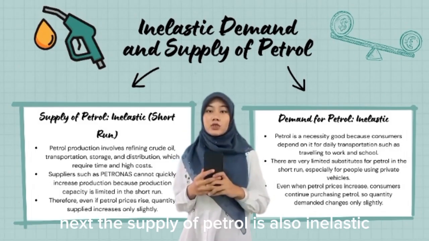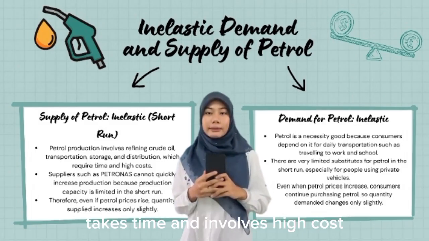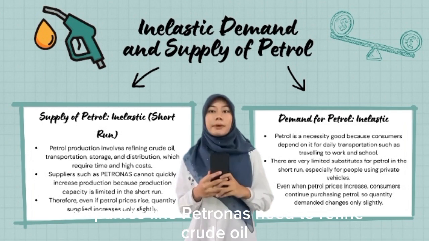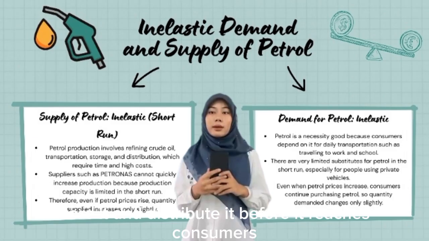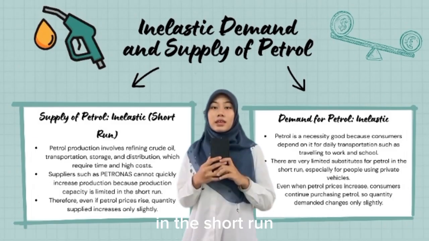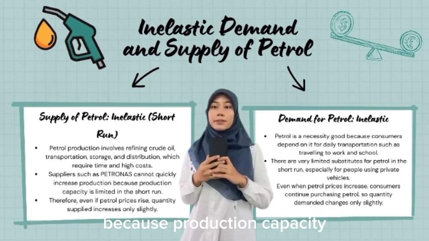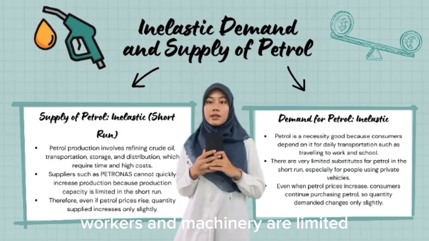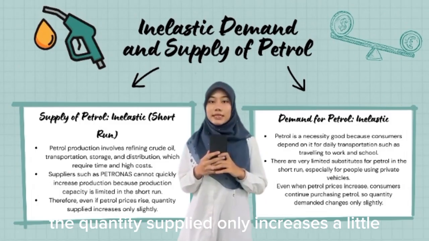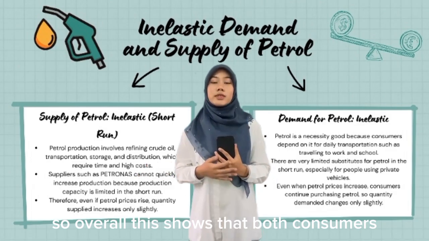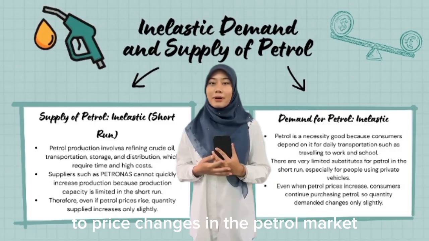Next, the supply of petrol is also inelastic in the short run. This is because producing petrol takes time and involves high costs. Companies like Petronas need to refine crude oil, transport it, store it, and distribute it before it reaches consumers. In the short run, suppliers cannot quickly increase production because production capacity, workers, and machinery are limited. Therefore, even if petrol prices rise, the quantity supplied only increases a little. So overall, this shows that both consumers and producers cannot respond quickly to price changes in the petrol market.